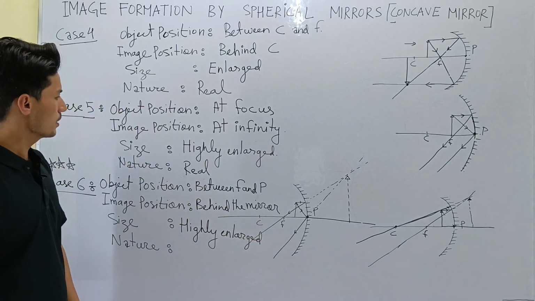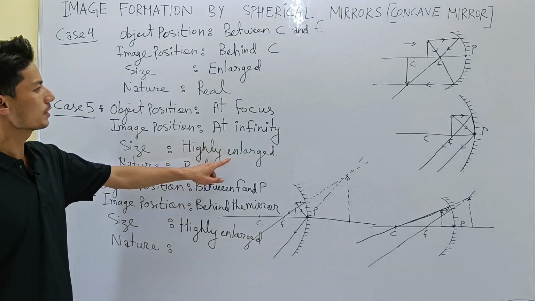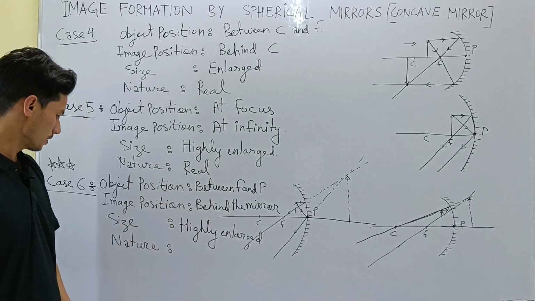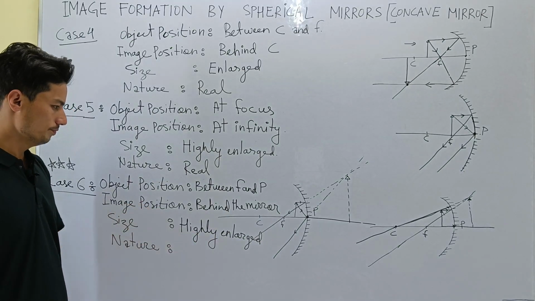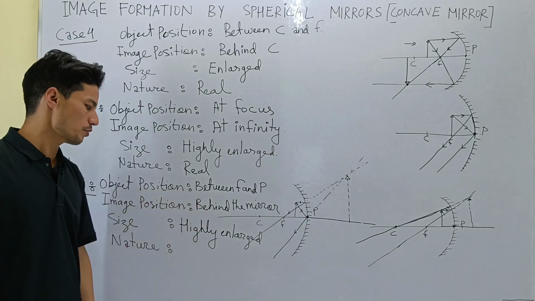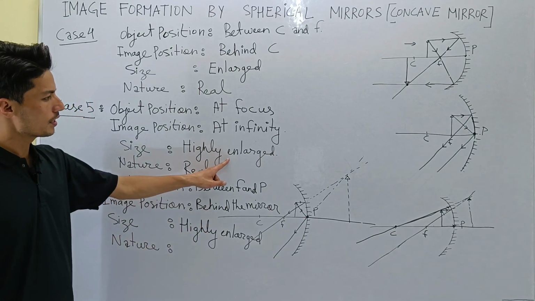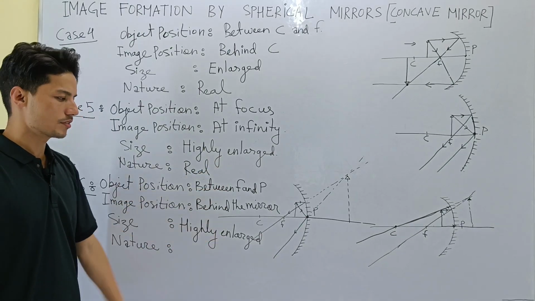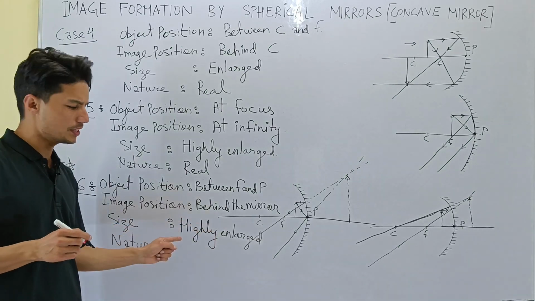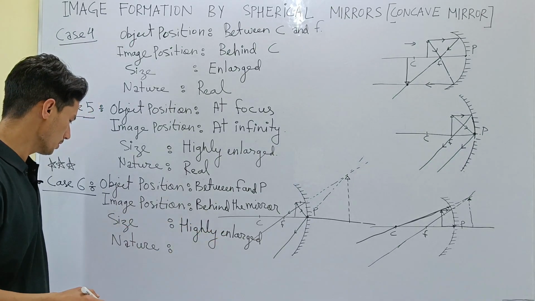Previously, even here also we got highly enlarged. Now enlarged, highly enlarged is also okay. Or we can write enlarged also. So highly enlarged or enlarged, any one you choose. Since we're using highly enlarged for infinity, I think we should go for enlarged or highly enlarged. You can check the textbook, I'm not sure. It will be either highly enlarged or enlarged.